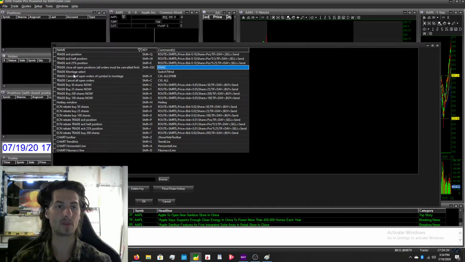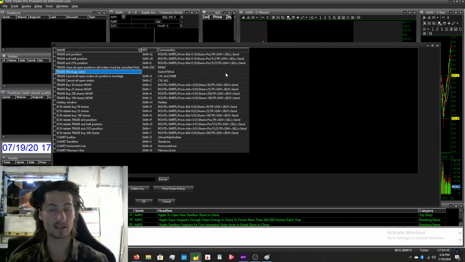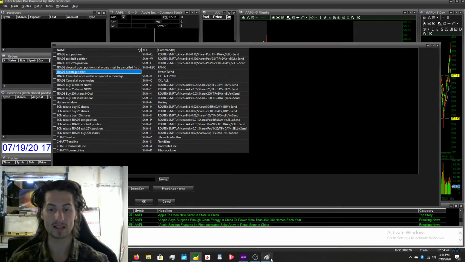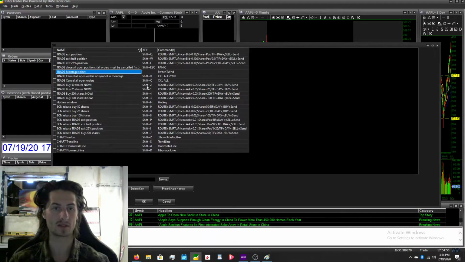So that's that one. We already went over trade montage select. That's just so I can, whatever I'm doing, oh my gosh, let's see, this ticker symbol is pumping, hit this little squiggly key, and then boom, I can instantly enter in the ticker symbol, hit enter, and I'm on its chart in a matter of seconds.